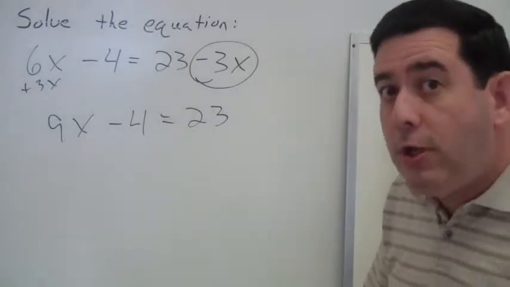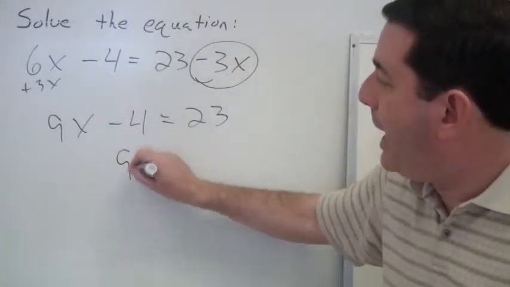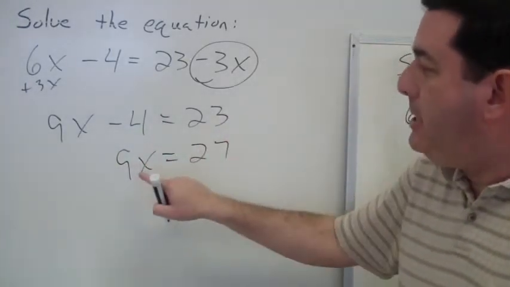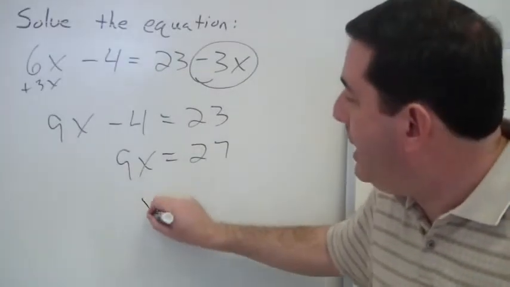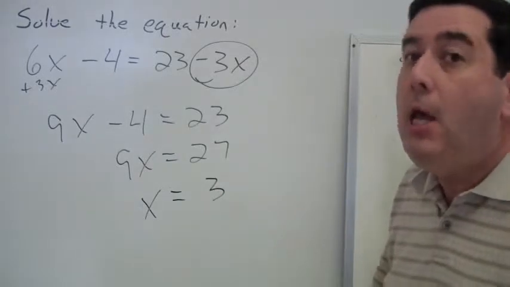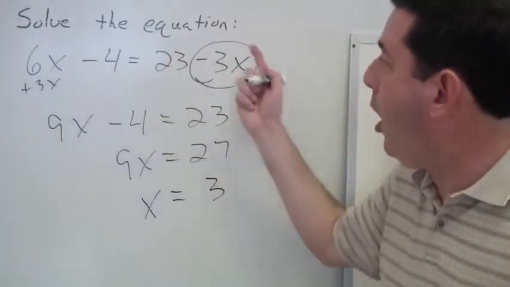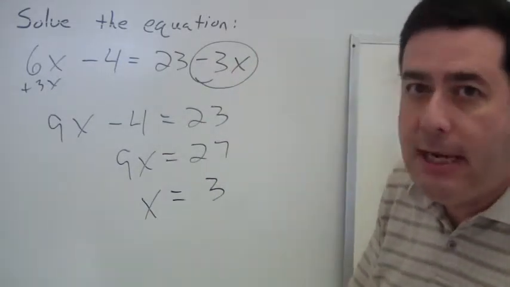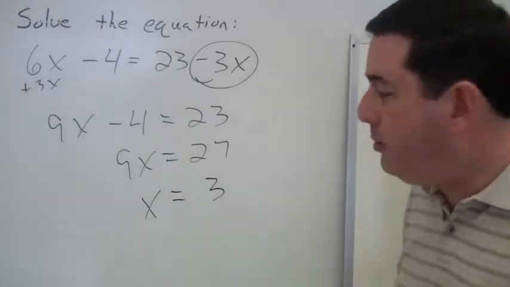Let's undo the things that have happened to the variable. Adding a 4 to both sides gives me 27. Dividing both sides by 9, the coefficient of the x, gives me x equals 3 for our solution. Just like before, you can take this 3 and put it in for all of the x's in the original equation, and if you've got the same thing on both sides, then that 3 is the correct solution.